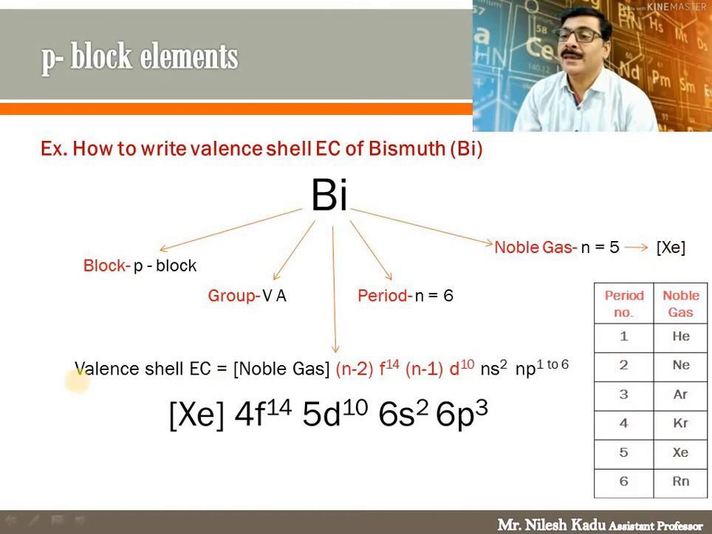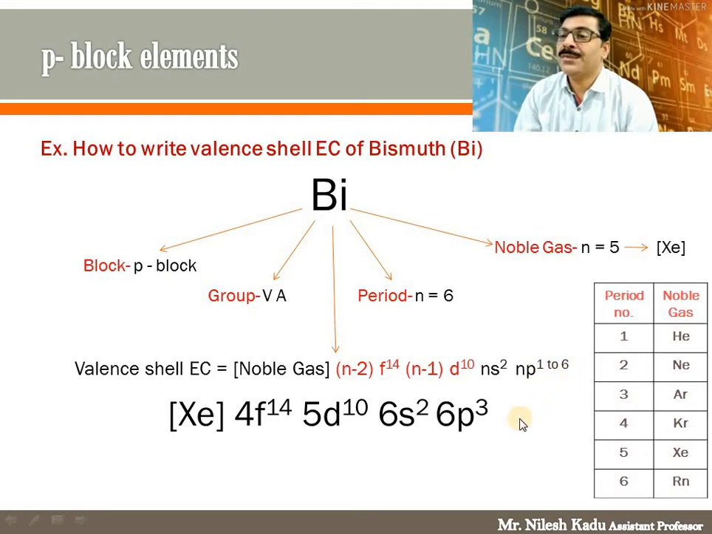Now write the valence shell electronic configuration for bismuth. We know that for a p block element, the valence shell electronic configuration depends on the period number, and the valence shell electronic configuration for the 6th and 7th period is: first you write the noble gas, then (n-2)f14, (n-1)d10, and then ns2 np1 to 6.